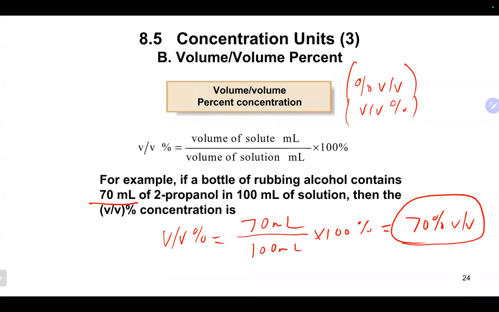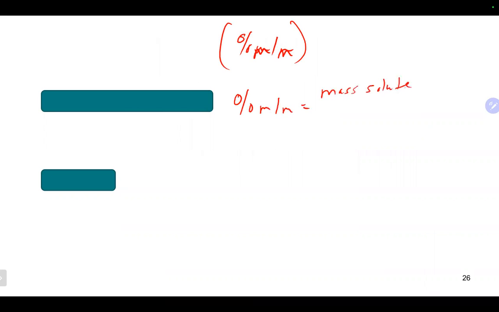Now, a more common percent concentration in addition to these two is what is sometimes referred to as mass to mass percent. And that also is a very common one. So let's take a look at that. So another one is percent mass to mass, that's M/M. And that is the mass of the solute divided by the mass of the solution times 100%.